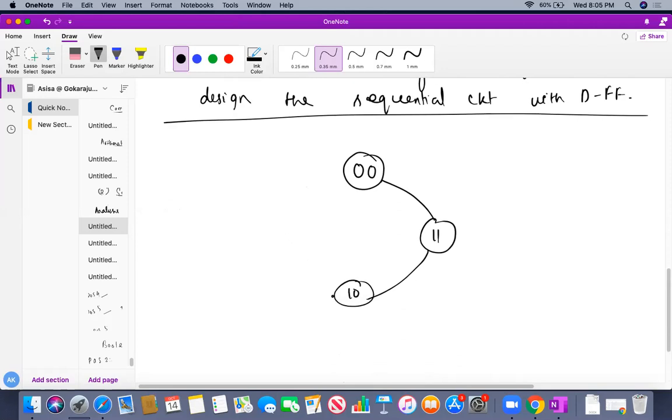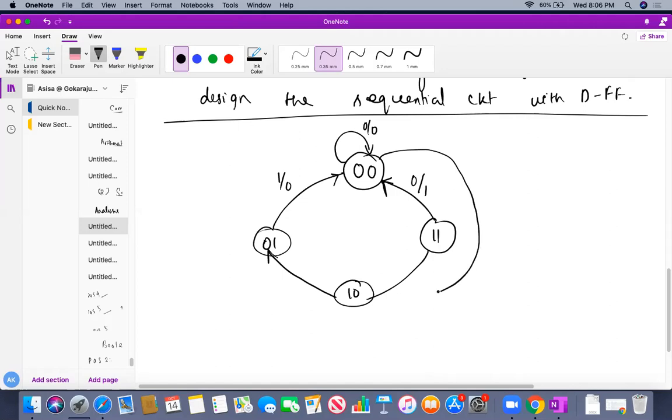Okay, so don't worry, I will tell you all these things in a very clear way, and this is very important, students. 0 1 0. Okay, the arrow is most important here. Okay, so this is the circuit diagram, a state diagram given here. So the state diagram is given this way.